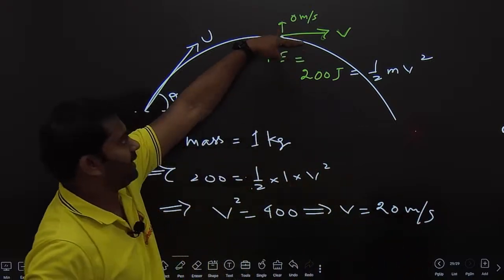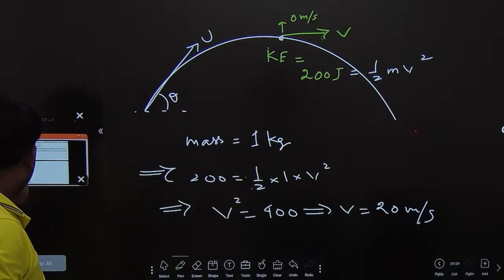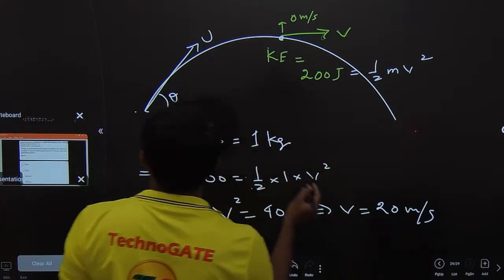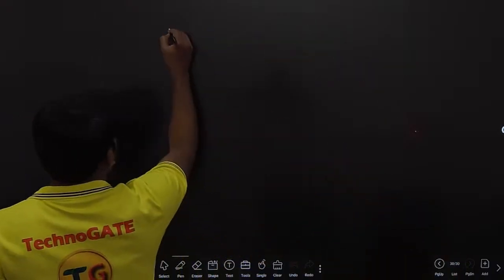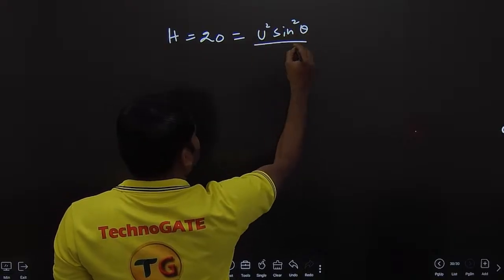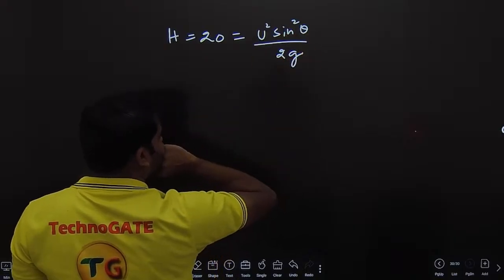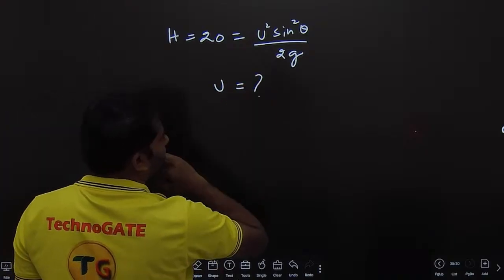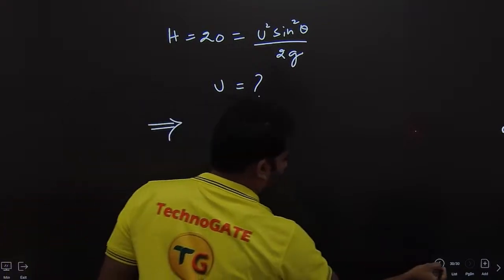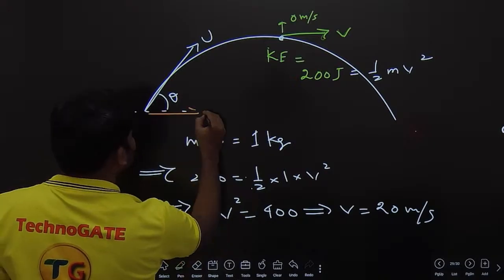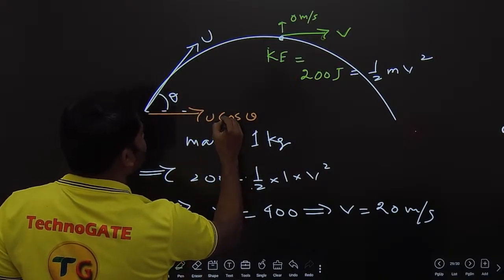So here the velocity is 20 meters per second, and the maximum height reached is 20 meters. So h value is equal to 20, which is nothing but u square sin square theta by 2g. Okay, and in this question they are asking for the velocity of the projectile, the initial u. Here if you observe, this u cos theta is the same as this v.